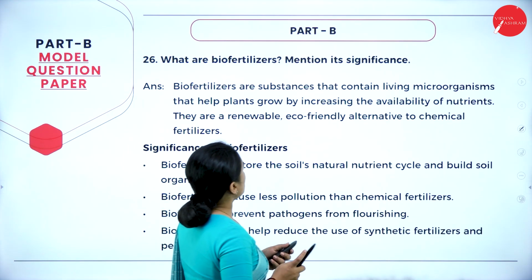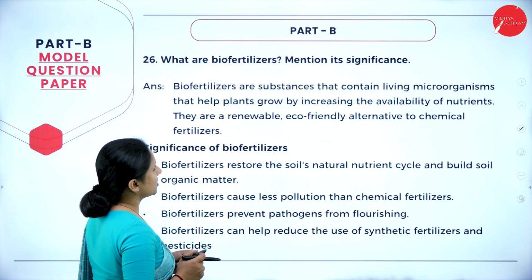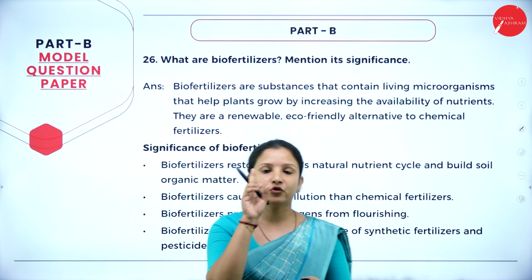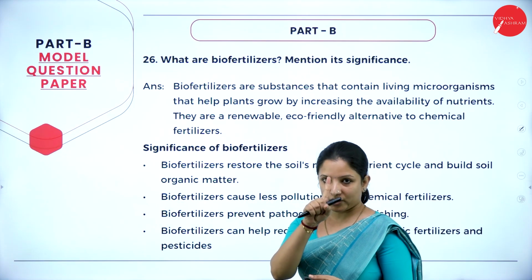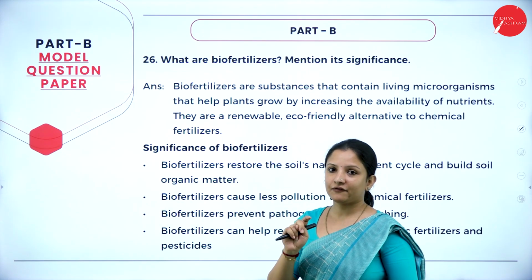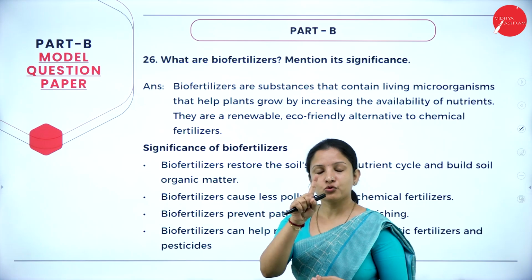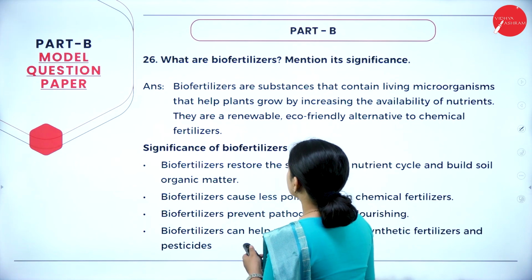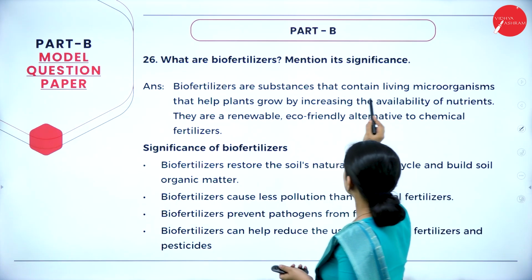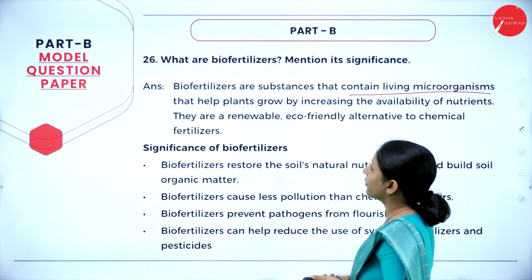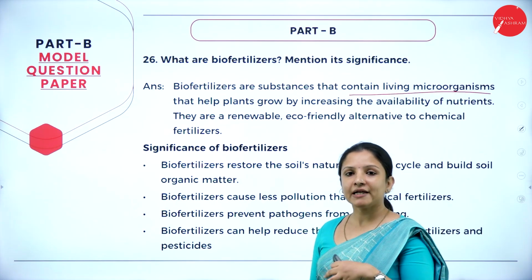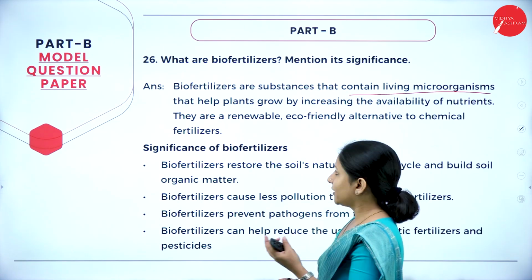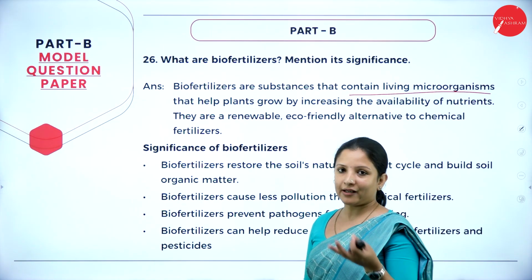Moving further, what are biofertilizers? Mention its significance. So you have to write what are biofertilizers. If you write the definition of biofertilizer, you will get 1 mark. If you write 2 significances, which carry half a mark each, you will get 1 mark. So a total of 2 marks you will get here. Biofertilizers are substances that contain living microorganisms that help the plants to grow better and give better yields. And they are renewable resources, they are eco-friendly.